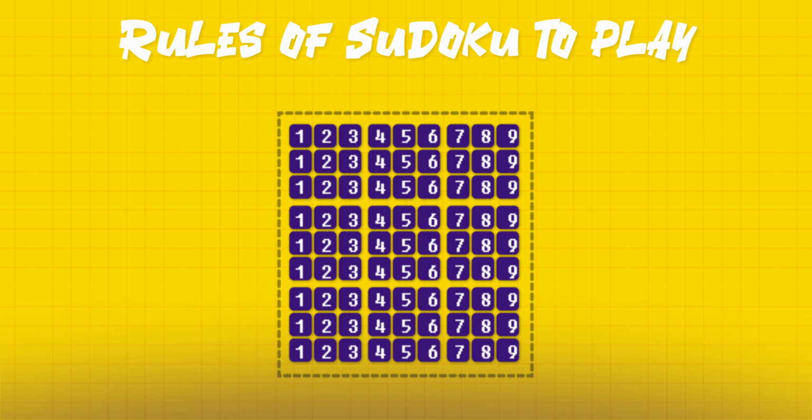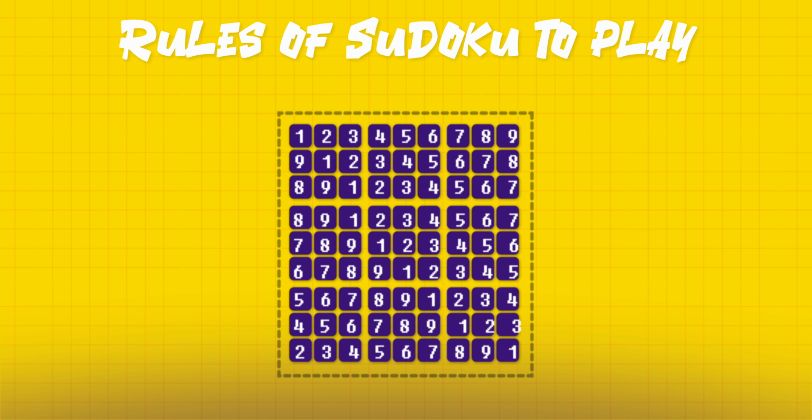First of all, you cannot have repeating numbers in any row or column. That means no duplicate numbers vertically or horizontally. But you still think it's easy, right?